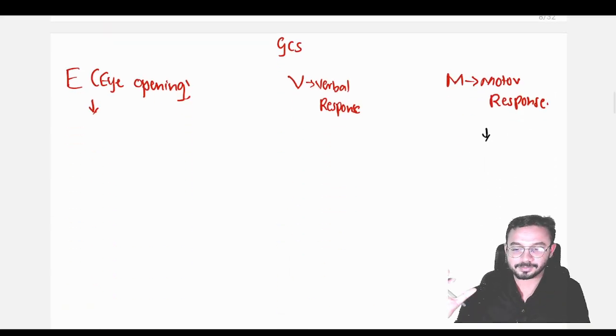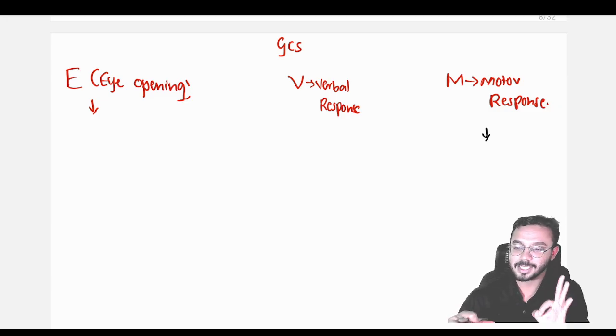And next, two scores are very, very important in your career. One is your GCS score and one is the Apgar score. Apgar score I have already taught you in pediatrics, and now we will be learning about the Glasgow Coma Scale, right? You should know each and every concept about GCS.